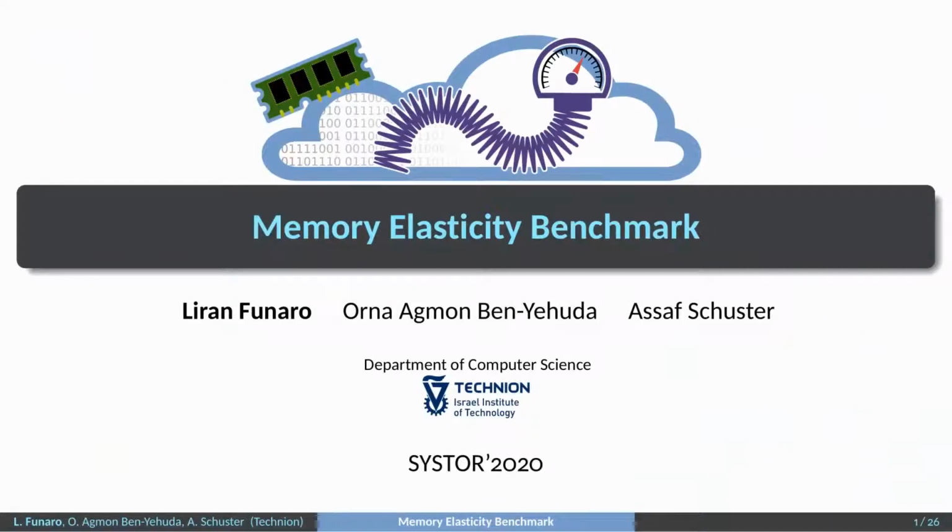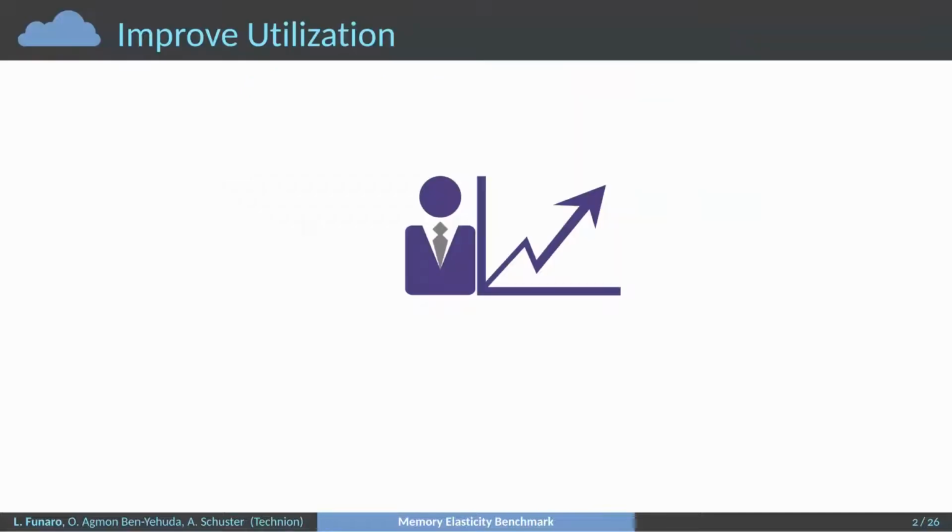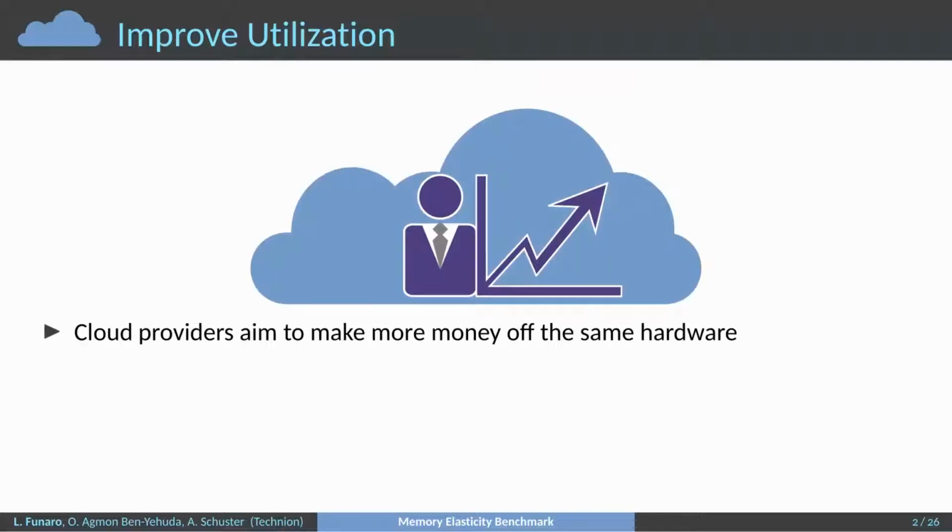Hi everyone, my name is Liran Funaro and I want to talk to you about cloud elasticity. Specifically, why do we need memory elasticity in the cloud, how to create memory elastic applications, and how to benchmark them.